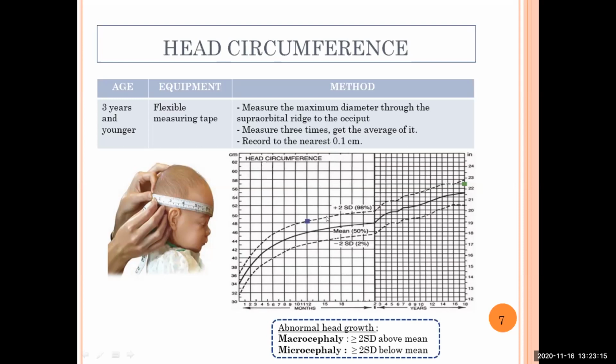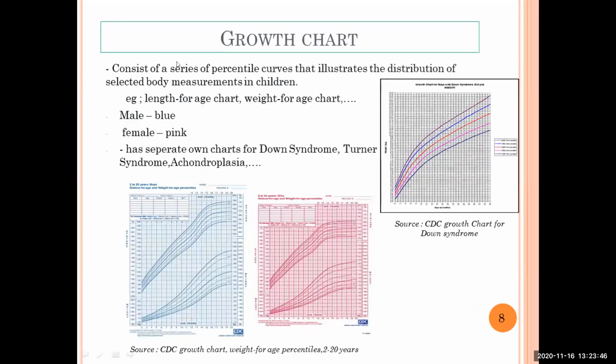So if it's located beyond the 98th percentile or beyond 2 standard deviations, it is considered as macrocephaly or probably due to hydrocephalus and so on. If it's located below the 2nd percentile or 2 standard deviations, it means the infant, the child has microcephaly, and in between is considered as normal.